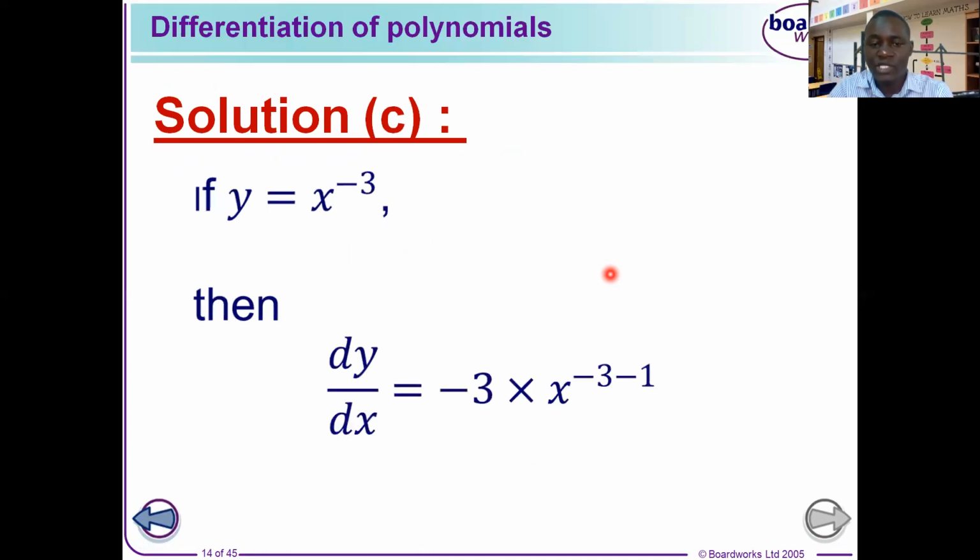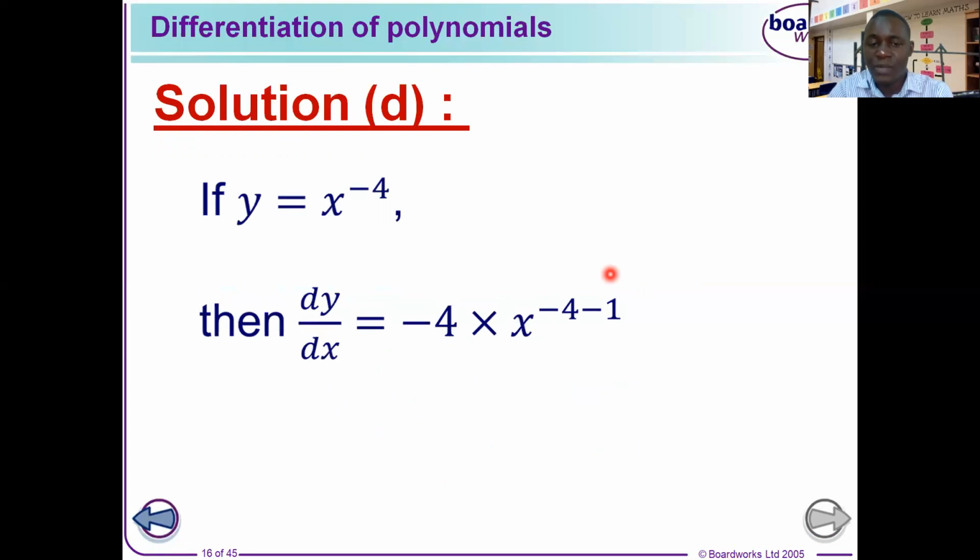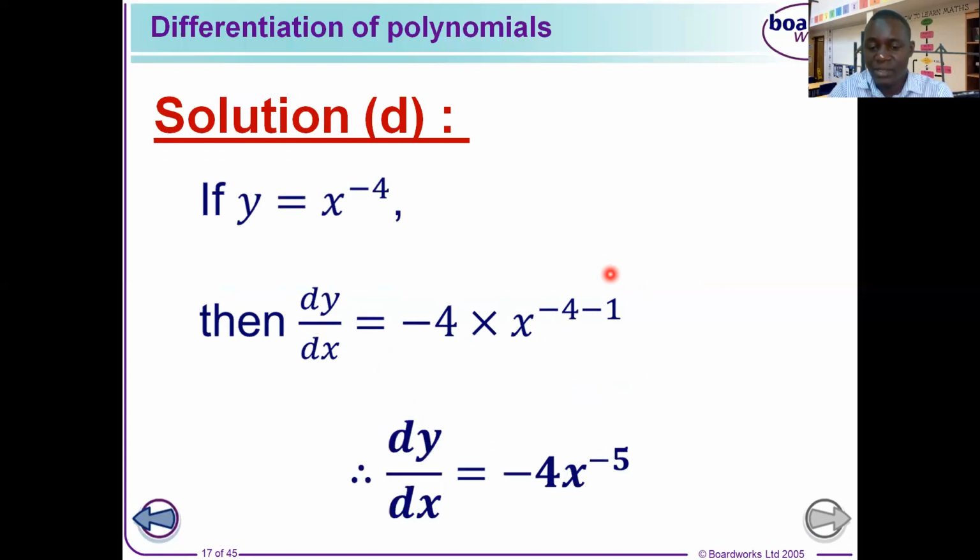If y equal to x raised to power minus 3, dy dx will be minus 3 times x raised to power minus 3 minus 1, and that gives us dy dx as minus 3x raised to the power minus 4. If y equal to x raised to the power minus 4, then we have minus 4 times x raised to the power minus 4 minus 1. And our final answer you have there.